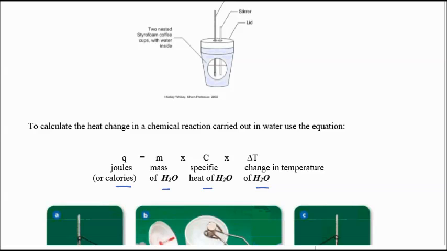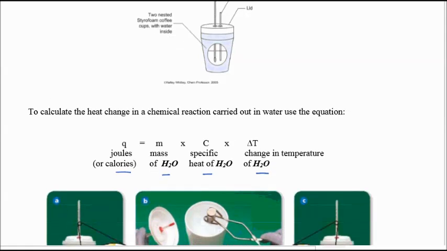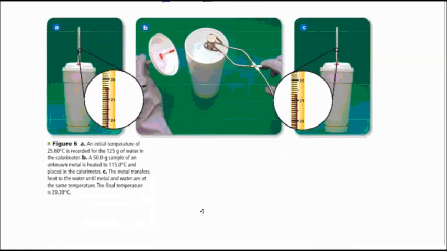So for example, here is a calorimeter in picture A. In picture B, we're adding a hot piece of metal. And in picture C, we're seeing what happens to the difference in temperature. So to solve this problem, we need to know all of the information about the water.